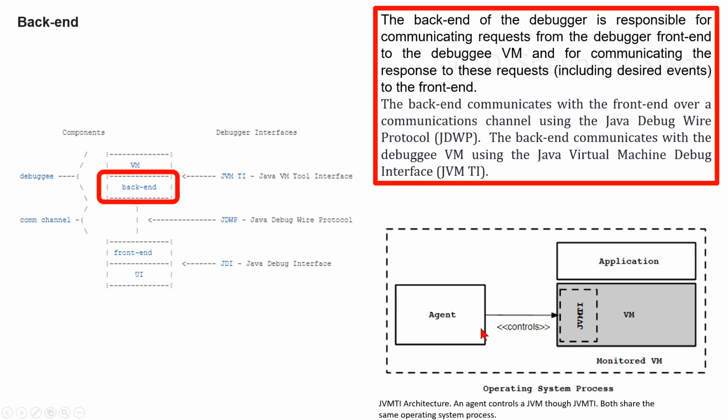Here you can see the agent. The agent is connected to JVM TI. Control is passed from the agent to JVM TI. JVM TI is inside the VM. The agent, VM and applications are inside the monitored VM. Here you can see the agent, application and VMs are in the operating system process.